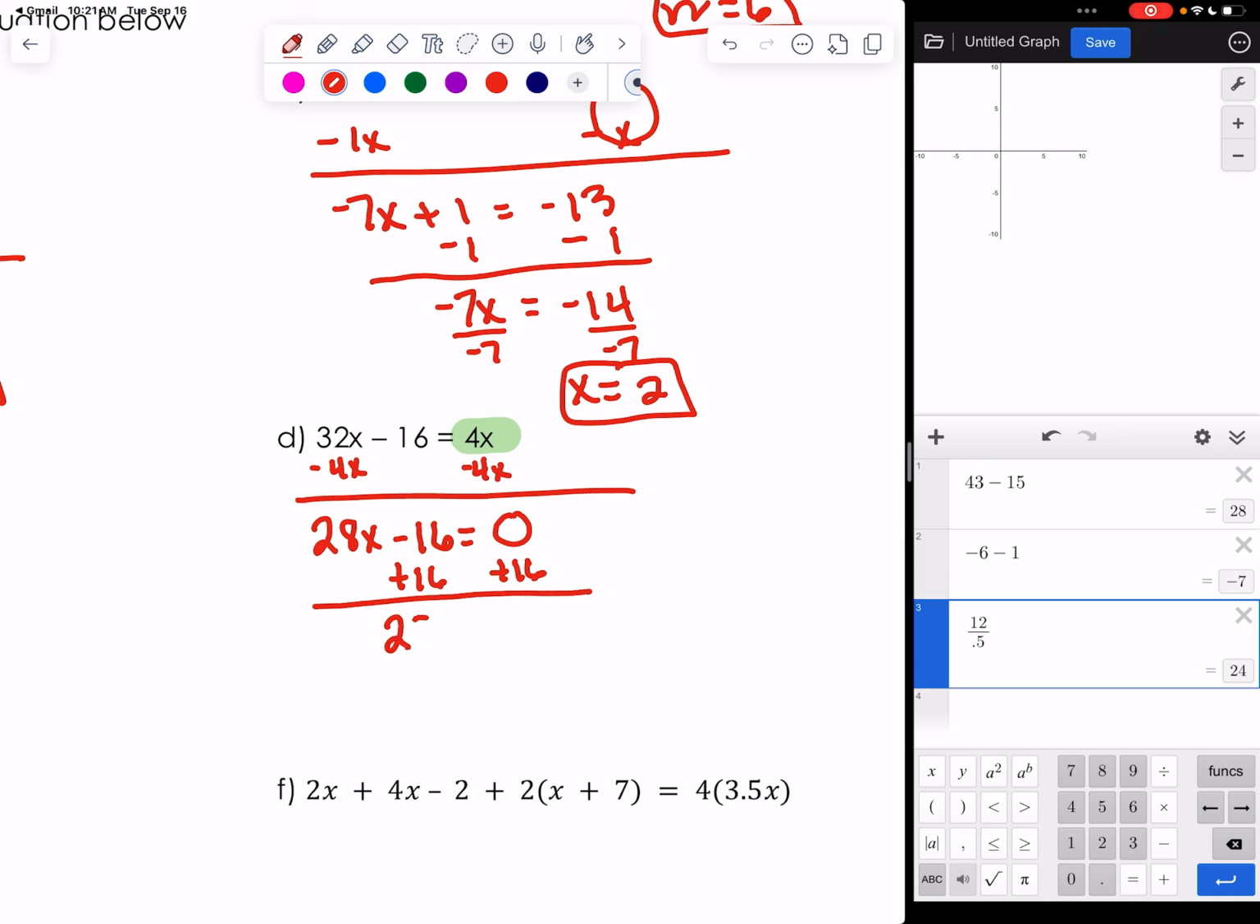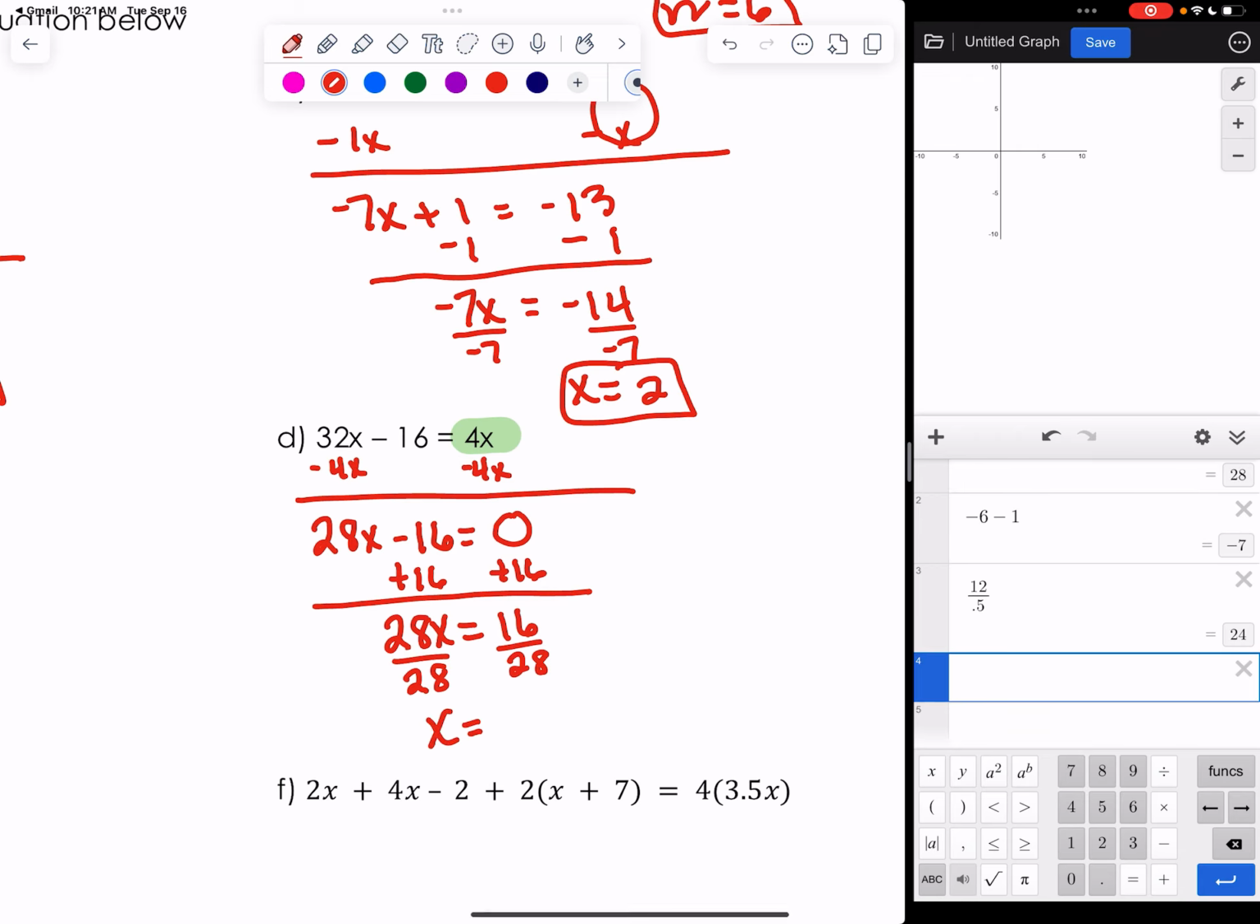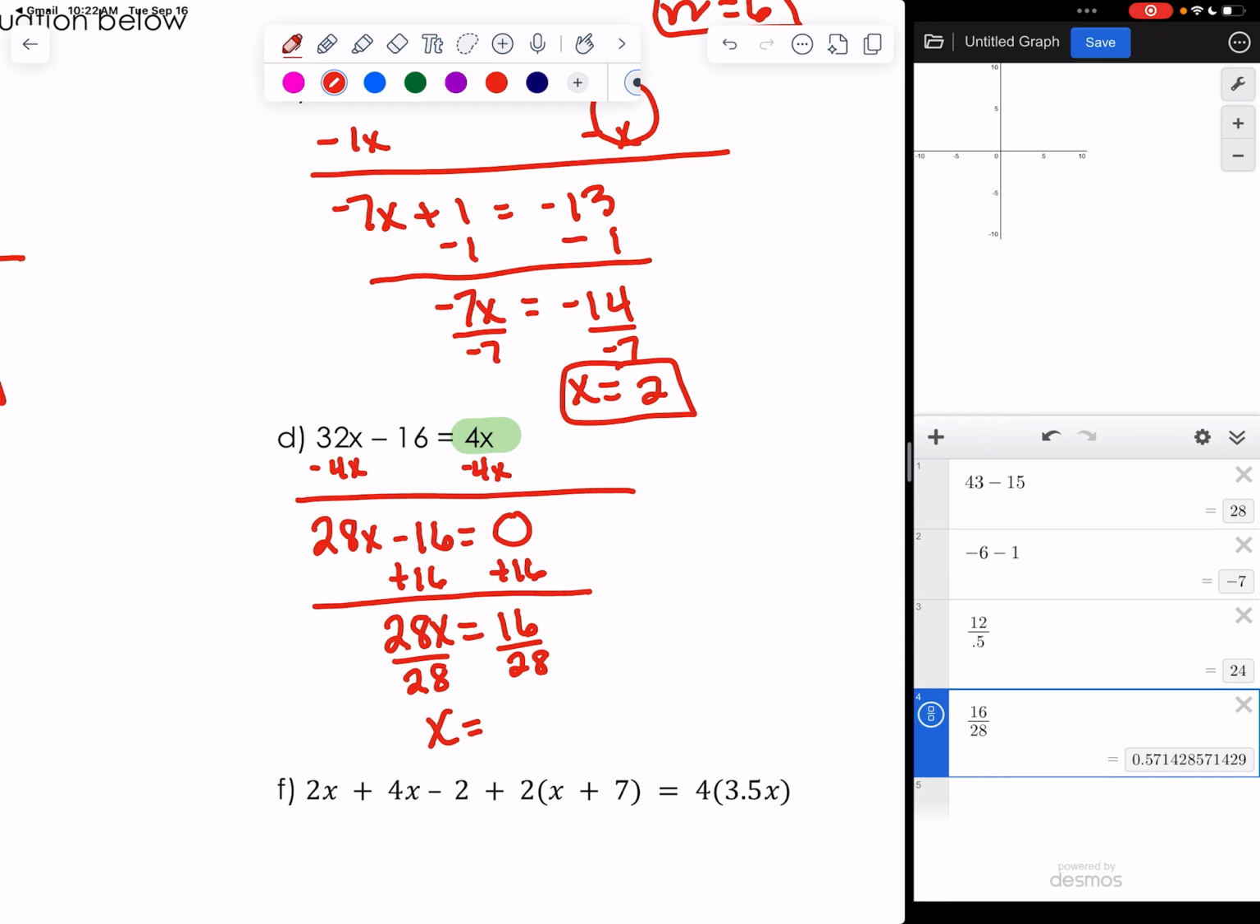So 28x equals 16, and then divide by 28. All right, so we'll put that in my calculator. 16 divided by 28. We get a decimal. Now, there were no decimals in the original problem, so our answer must be written as a fraction. So I'm just going to push my little fraction button, and I get 4 over 7.